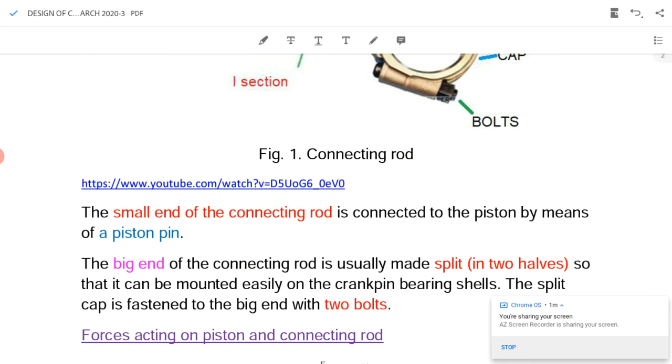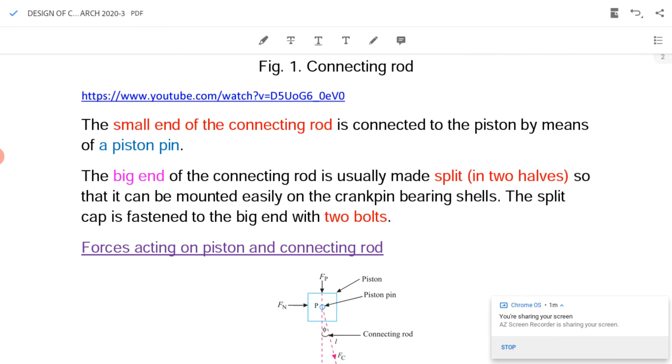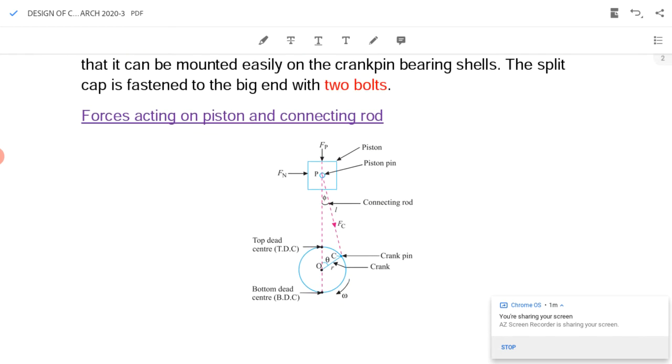I will come back to the PDF. Here the small end is connected to the piston by means of a piston pin. The big end is split in two halves and they are connected by two bolts. What is the force acting on the connecting rod? The force acting on the connecting rod is generated by the force acting on the piston.